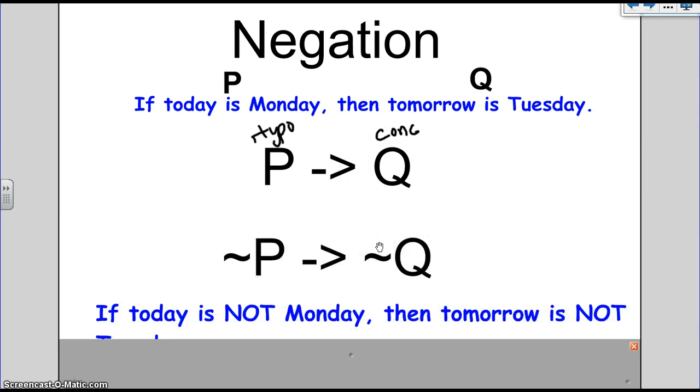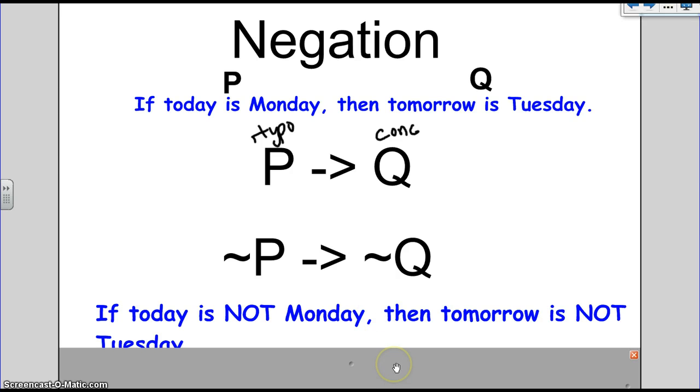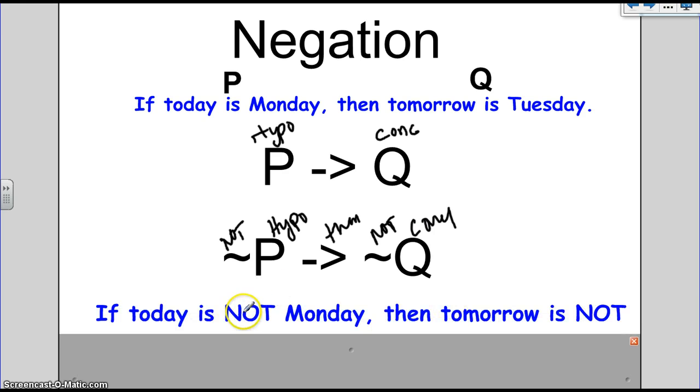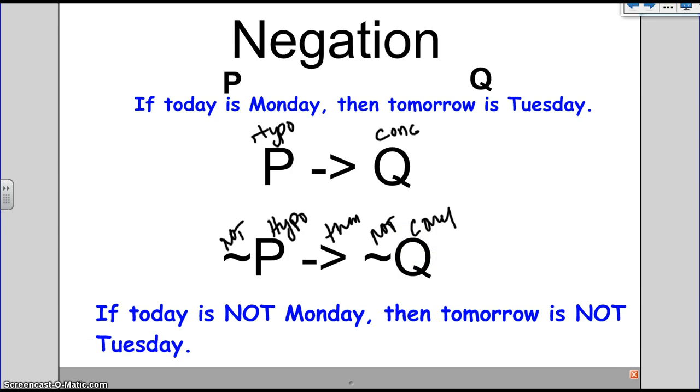Okay? What happens if I say this means not the hypothesis, then not the conclusion? What happens? This is what happens. If today is not Monday, then tomorrow is not Tuesday. Okay?